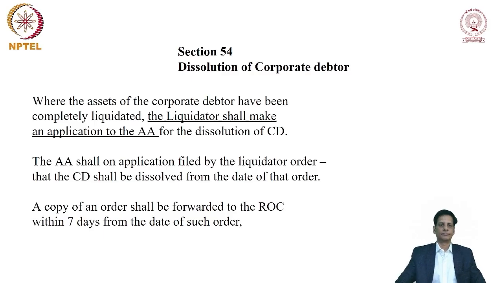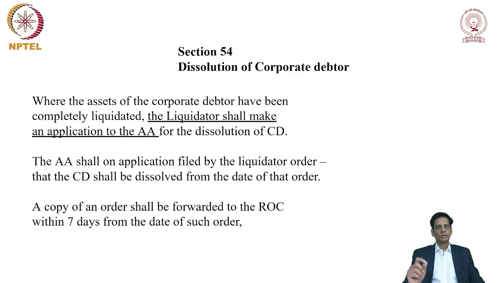How is dissolution done? Where the assets of the corporate debtor have been completely liquidated, the liquidator shall make an application to the adjudicatory authority and seek dissolution. Remember, again, this is very interesting. Though the liquidator has a lot of powers, the liquidator by himself cannot dissolve a company or order dissolution. He can only request the adjudicatory authority to pass an order for dissolution, and the AA will pass the order for dissolution.